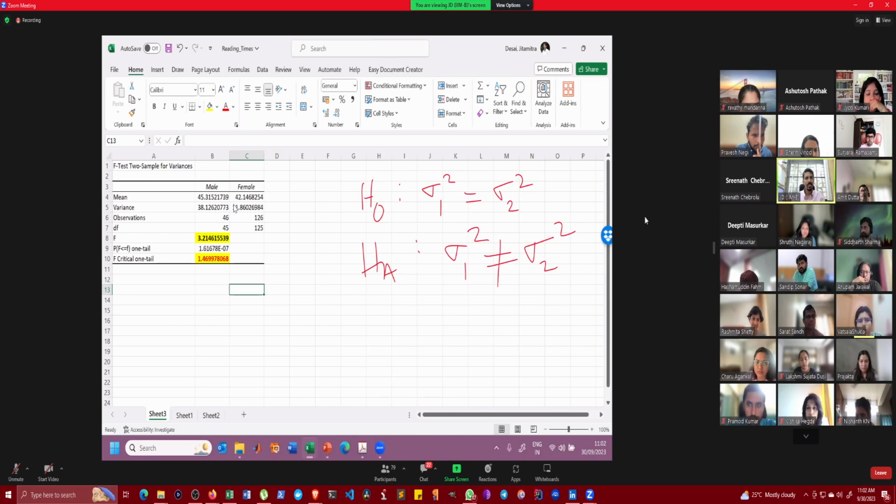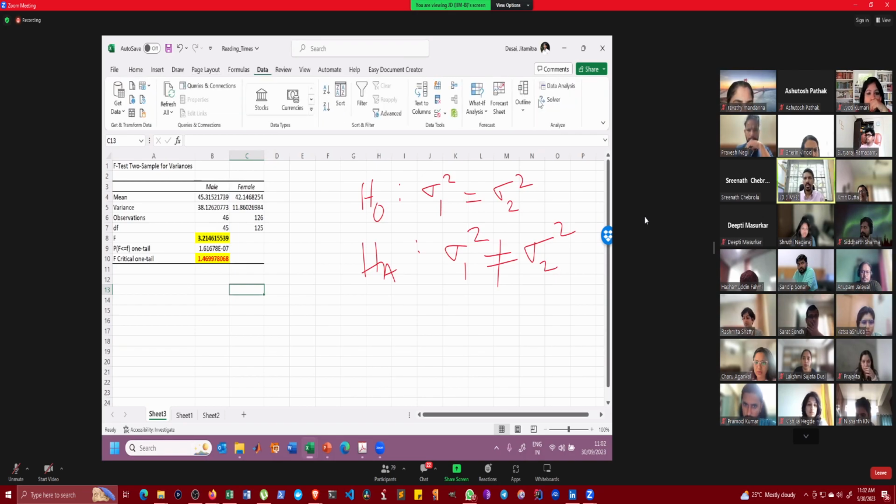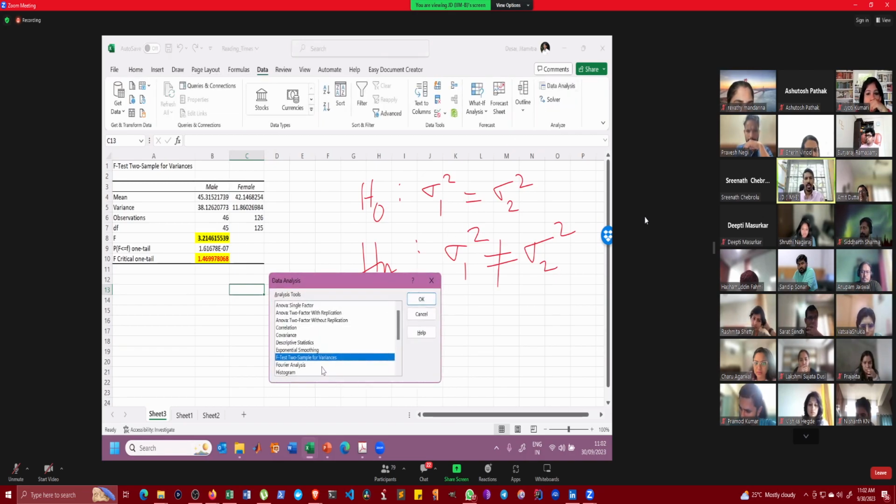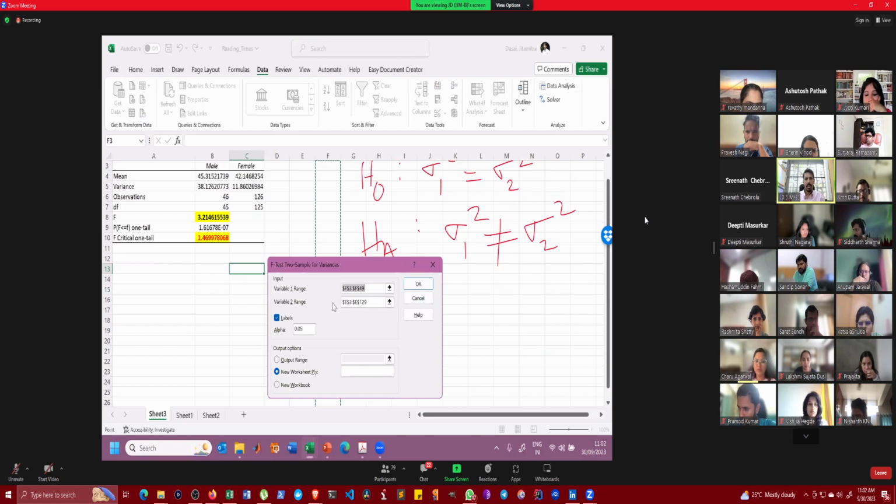Can you please show how we calculated F one more time? Actually, I'm getting a little confused. Okay, in the data analysis toolpak, I chose the F-test two-sample for variances, correct? Yes. Okay, and I clicked OK. First one, male.